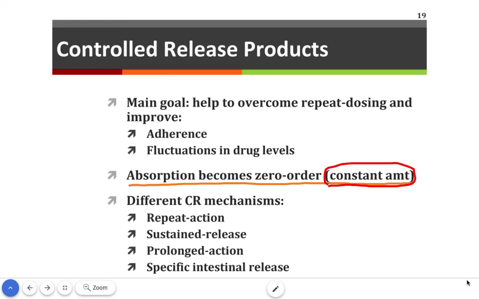However, in first order elimination, the amount that was eliminated depended on what was remaining. So the same thing applies here. In controlled release products, the absorption is zero order. The design is such that it'll contain features, excipients, that will allow for a certain amount of drug to be released and hence absorbed after it's been given orally. Now, the control release mechanisms can be achieved through multiple ways: through repeat action, through sustained release, through prolonged action, or through specific intestinal release through utilizing various polymers. You can take the formulation through the stomach to eventually only release it in the intestine, and so on. So these are some of the control release mechanisms that go into the design.